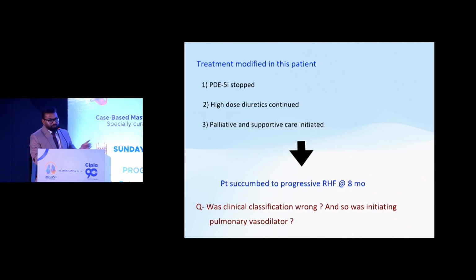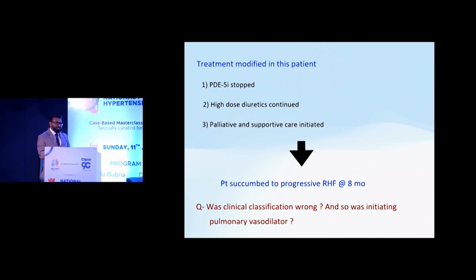So we then modified the treatment. We stopped the phosphodiesterase 5 inhibitor because PVR was rising. There was significant hypoxia also. So we continued the high-dose diuretics. We initiated the palliative and supportive care, but the patient succumbed to progressive right heart failure at 8 months. Now the question is to my panelists, any one of you, was clinical classification wrong? And was initiating pulmonary vasodilator in the first instance wrong?